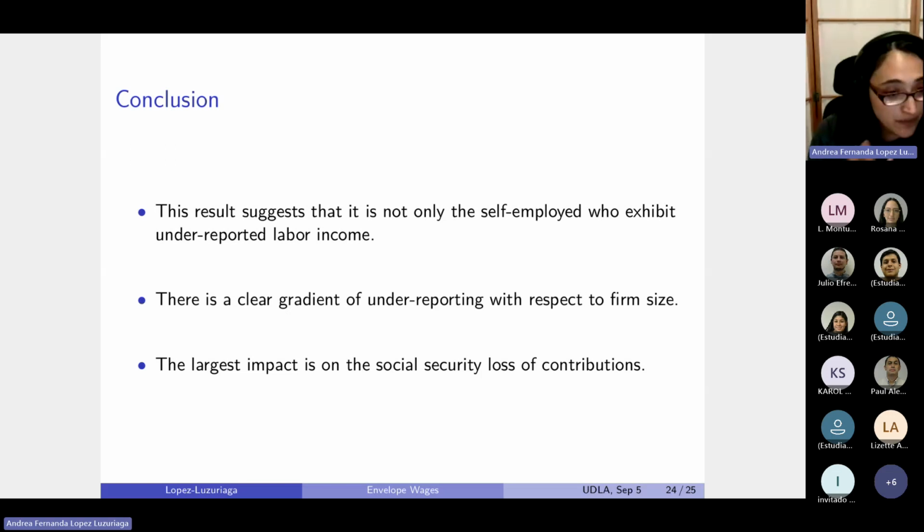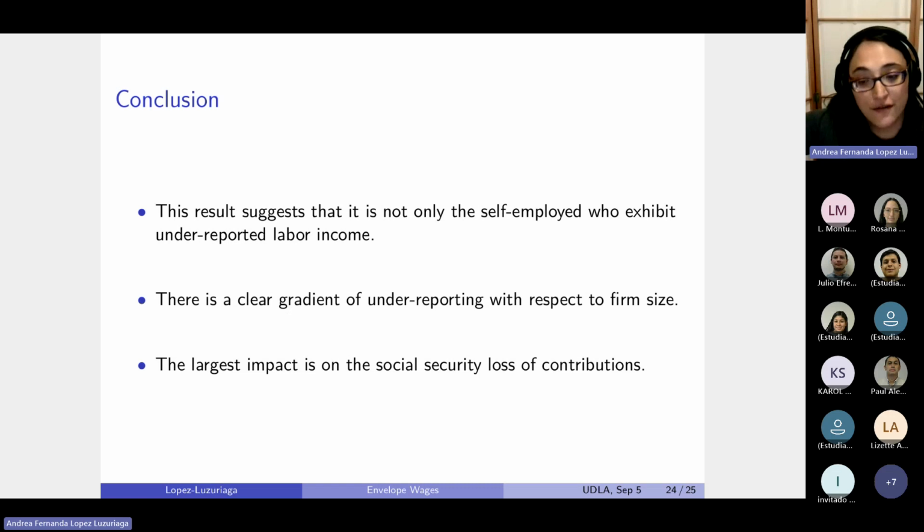Part of the conclusion is that this third-party reporting system of withholding on wages may not be a good instrument to prevent tax evasion in places where you have relatively weaker institutions. So it works really well in the US, it works really well in Switzerland, but doesn't quite work in Latin America. There's a clear gradient between this underreporting of wages and firm size. So it tells you that there may be a story of collusion.